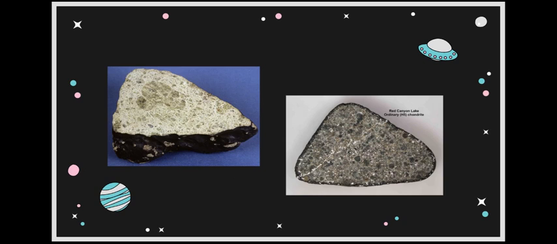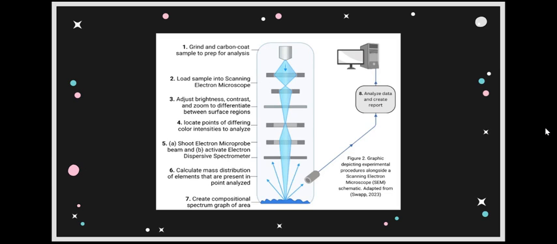But how exactly can we analyze these chondrules? Well, I'm glad you asked. I work in a lab researching meteorite petrology at the University of Kentucky. In order to analyze a meteorite, I use what's called an SEM, or a scanning electron microscope. This microscope allows me to view the chondrule at a nanoscopic level.